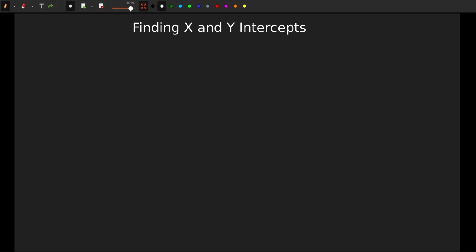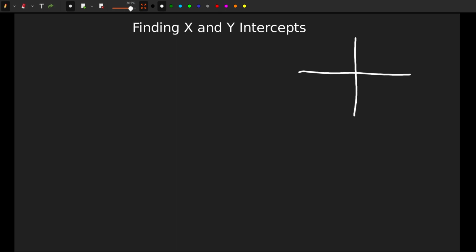For today's video, we're going to briefly go over solving the x and y intercepts to a two-variable linear equation. And so, to start off, let's talk about finding the x-intercept. Now, when we're finding the x-intercept, you can think about this also graphically.